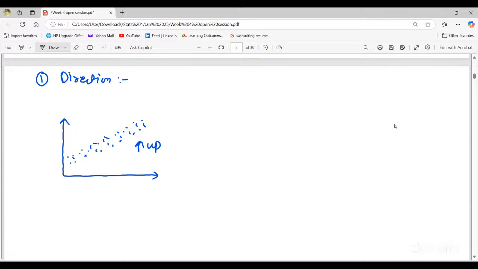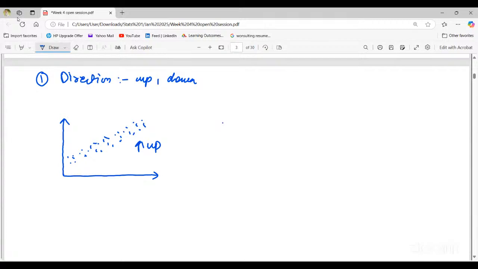So we can have an upward direction, we can have a downward direction. Or we can have no direction, like there is a straight line. Okay. So through direction, we can describe the association. If it's upward direction, that means if my X variable is increasing, then my Y variable is also increasing. Correct? Yes, ma'am. Correct.